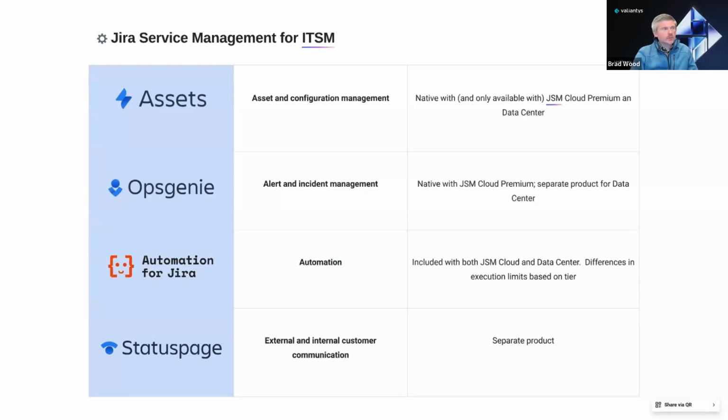And then we'll touch a little bit on Statuspage. It's a completely separate product. It's not included in any tier of JSM. It is an Atlassian product, however, and it serves as an internal and external communication solution. We'll talk a little bit about that at the end of the webinar. And Atlassian themselves actually use Statuspage to communicate status updates to products in their ecosystem. So if you want to check out Atlassian's Statuspage, you can see that product being used in the real world.